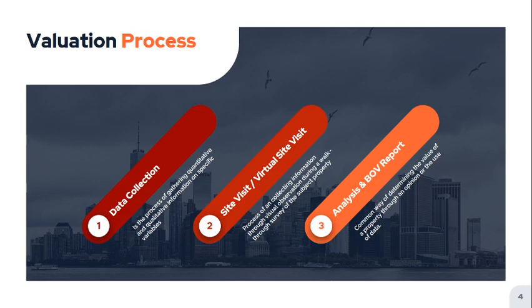For example, we use Google Street View. So the objective is we collect information through visual observation during the walkthrough survey, so we can understand the environmental condition, etc. on the property. Third is doing the analysis and preparing the BOV report.